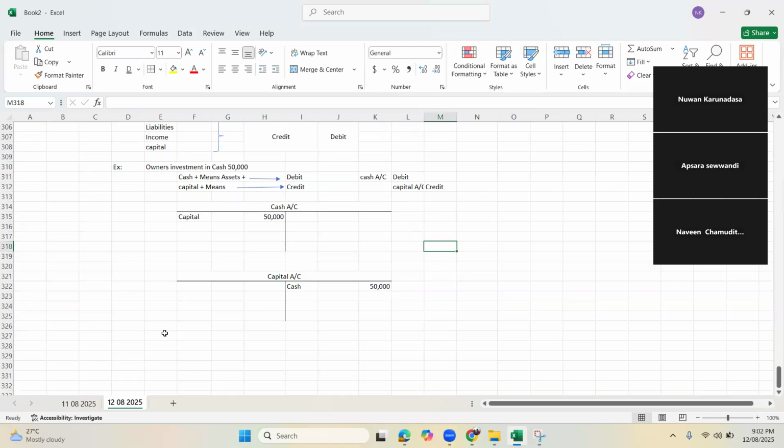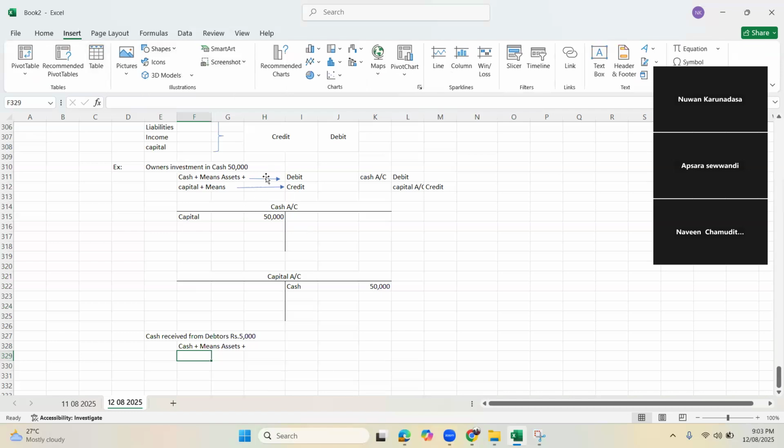Then we'll take one more example. Cash received from debtors, Rs 5,000. Now think double entry. What's coming in? Cash increases. Cash increases means assets increase. Clear? What do we do for the cash increase, asset increases? Debit. Very good. Then the cash account debit.